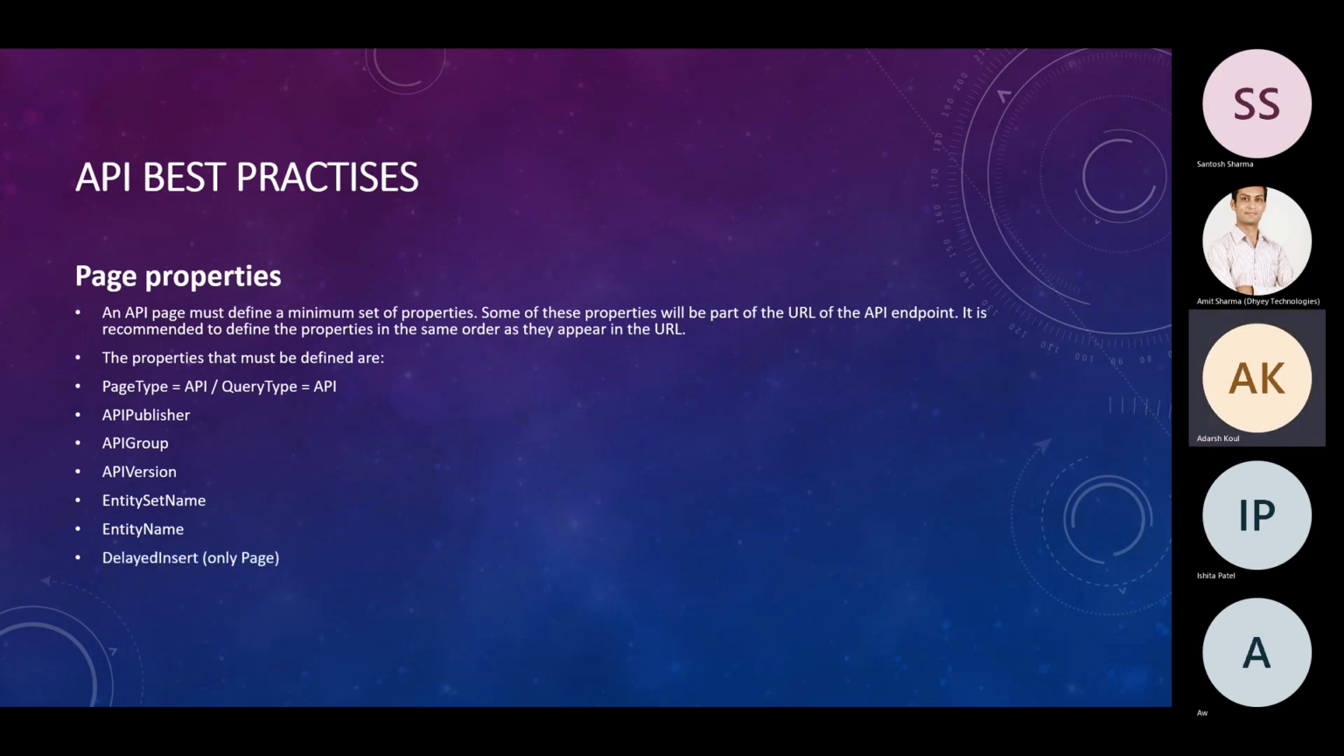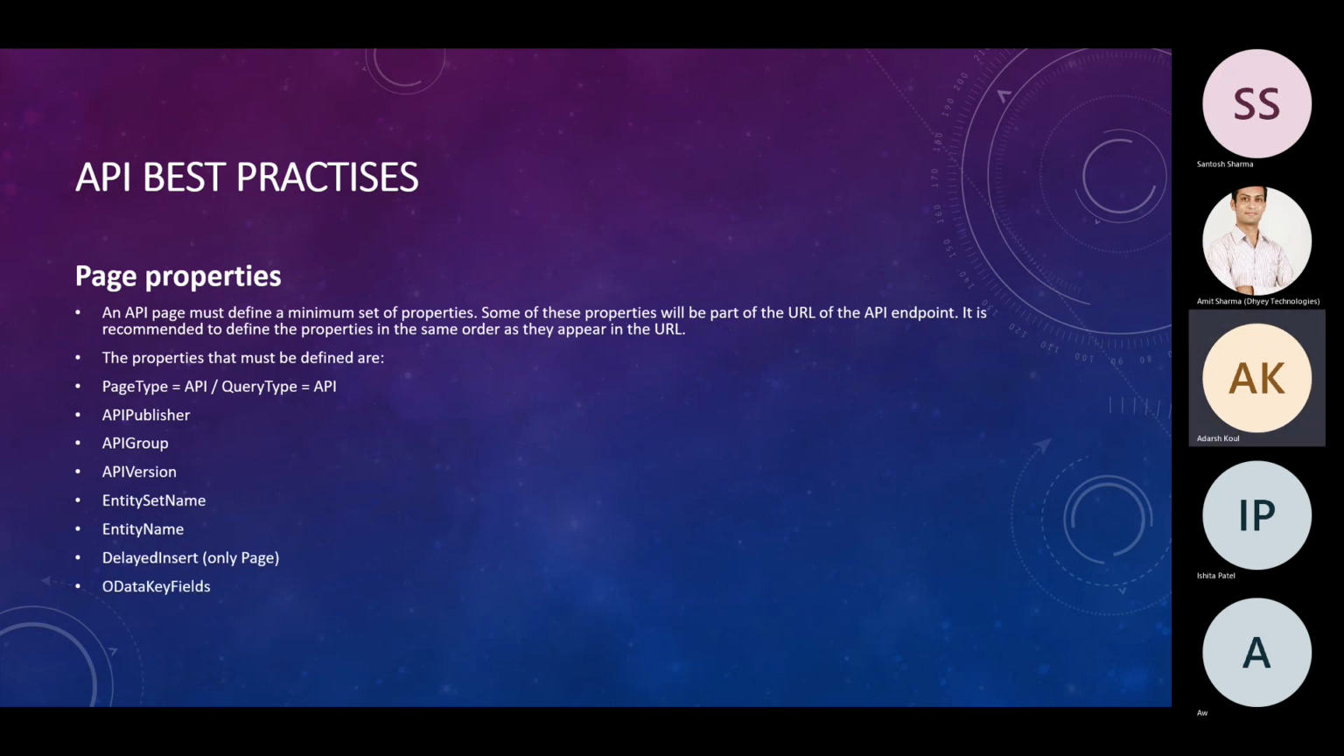Delayed insert. This property is required on an editable API page. It does not apply to an API query object. If editable is false in an API page, then delayed insert is not required. All API pages apply the behavior to first specify all field values and then insert the record at once.